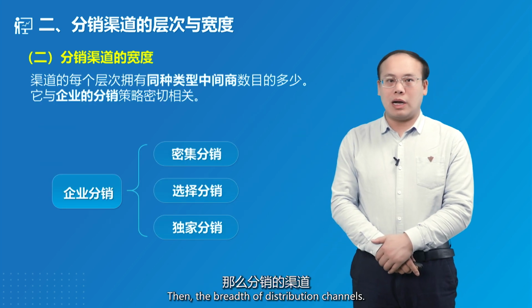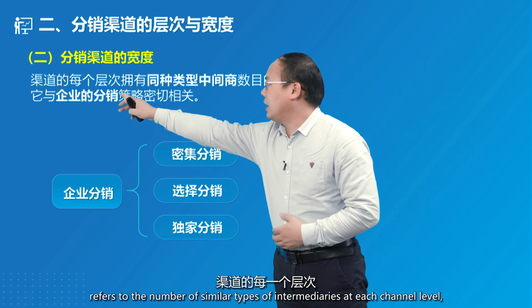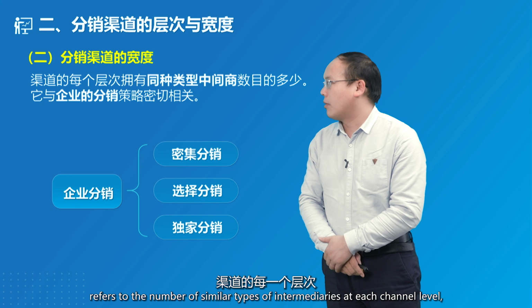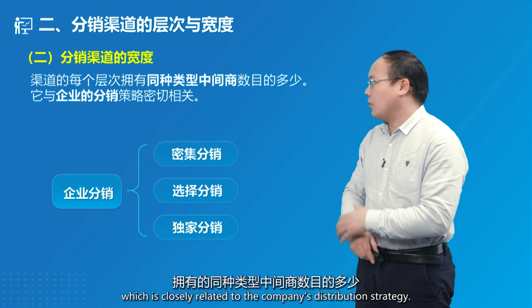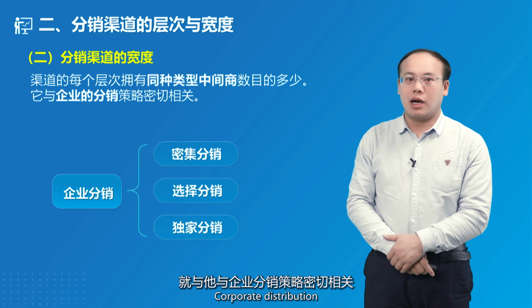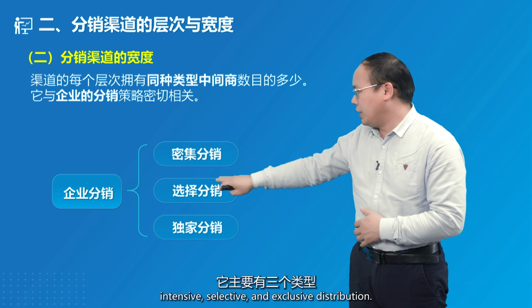Then, the breadth of distribution channels. Regarding its breadth, refers to the number of similar types of intermediaries at each channel level, which is closely related to the company's distribution strategy. Corporate distribution has 3 main types: intensive, selective, and exclusive distribution.